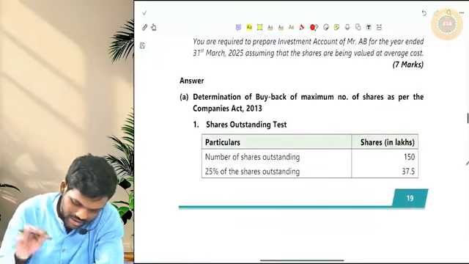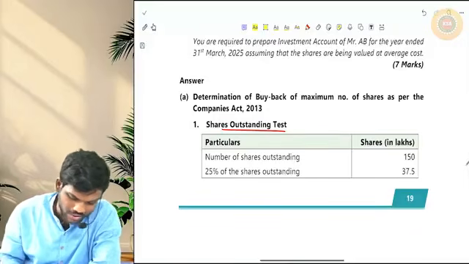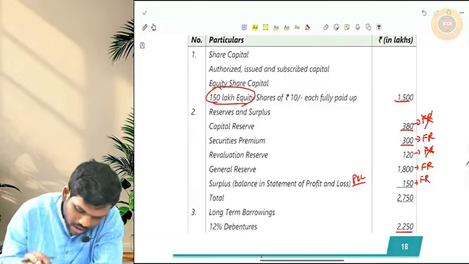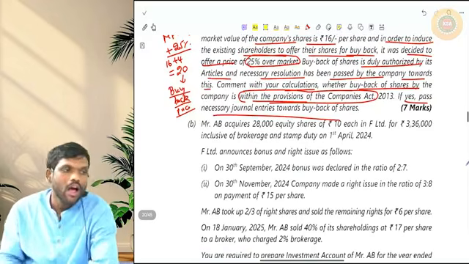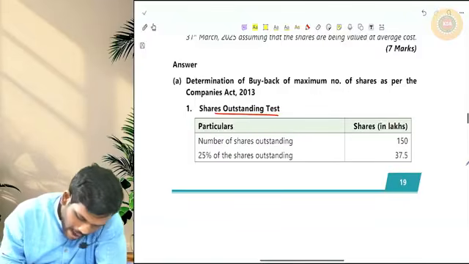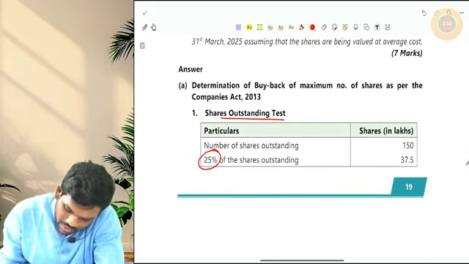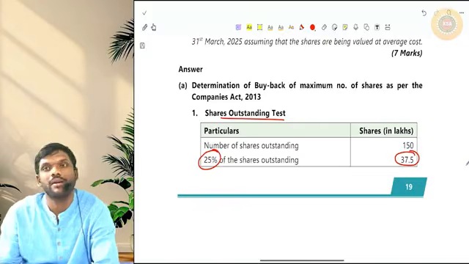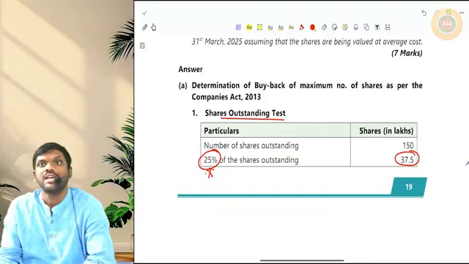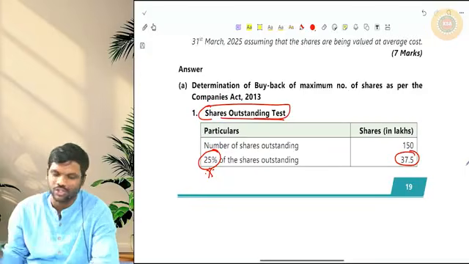First test, shares outstanding test. Totally, how many shares are in this company? 150 lakh shares. Sir, how did you get that, sir? It is there in the question in notes to accounts. 150 lakh shares. Now, our Companies Act says out of the total number of shares that are outstanding, maximum we can repurchase or buy back only 25%. So 150 into 25%, as per this test, we can buy back only 37.5. Remember, this is the maximum number of shares that we can buy back as per shares outstanding test, which is the first test and the simplest test of all.